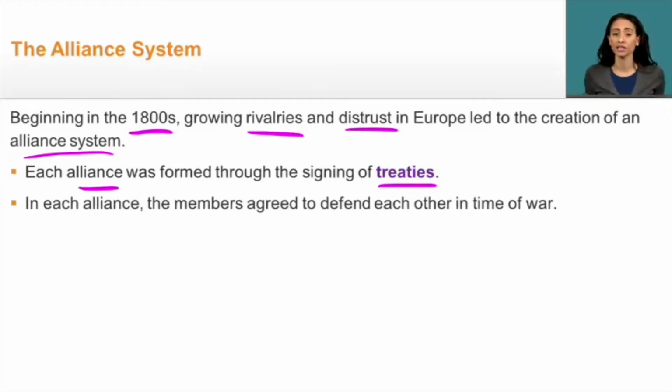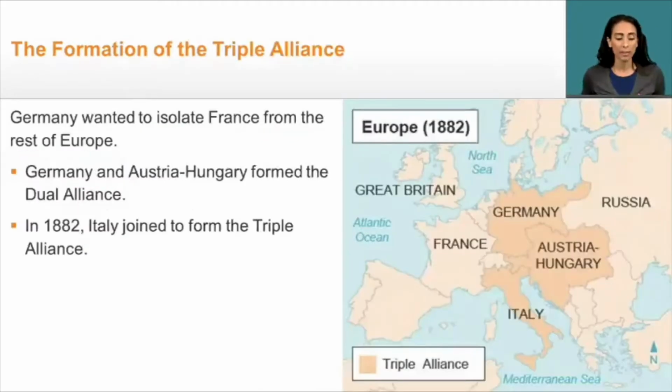One of these agreements, included in both of the alliances that we'll talk about, was that each member agreed to defend each other in time of war. So that's something to really keep in mind, because now that you've set the tone for this defensive system of alliances, imagine what happens when one country in one alliance gets involved in a conflict with a country in another alliance. Now all of the countries involved in either alliance are involved in a conflict with each other. So we'll keep that in mind as we think about how these alliances formed.